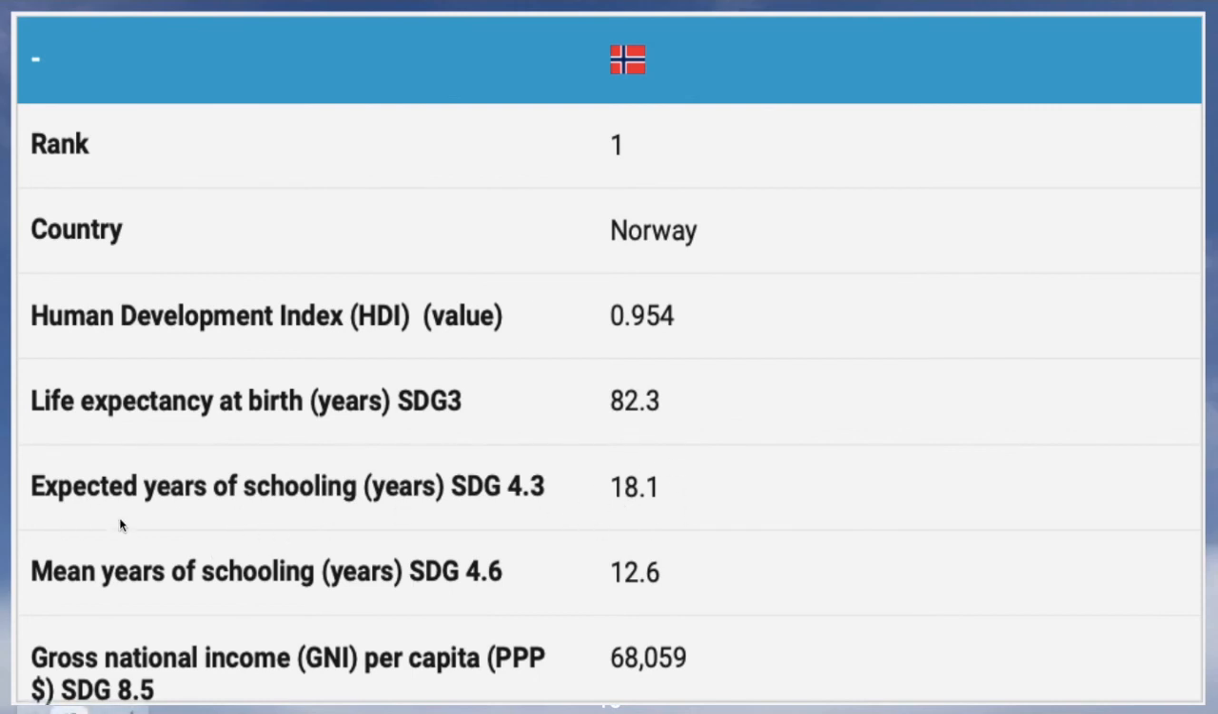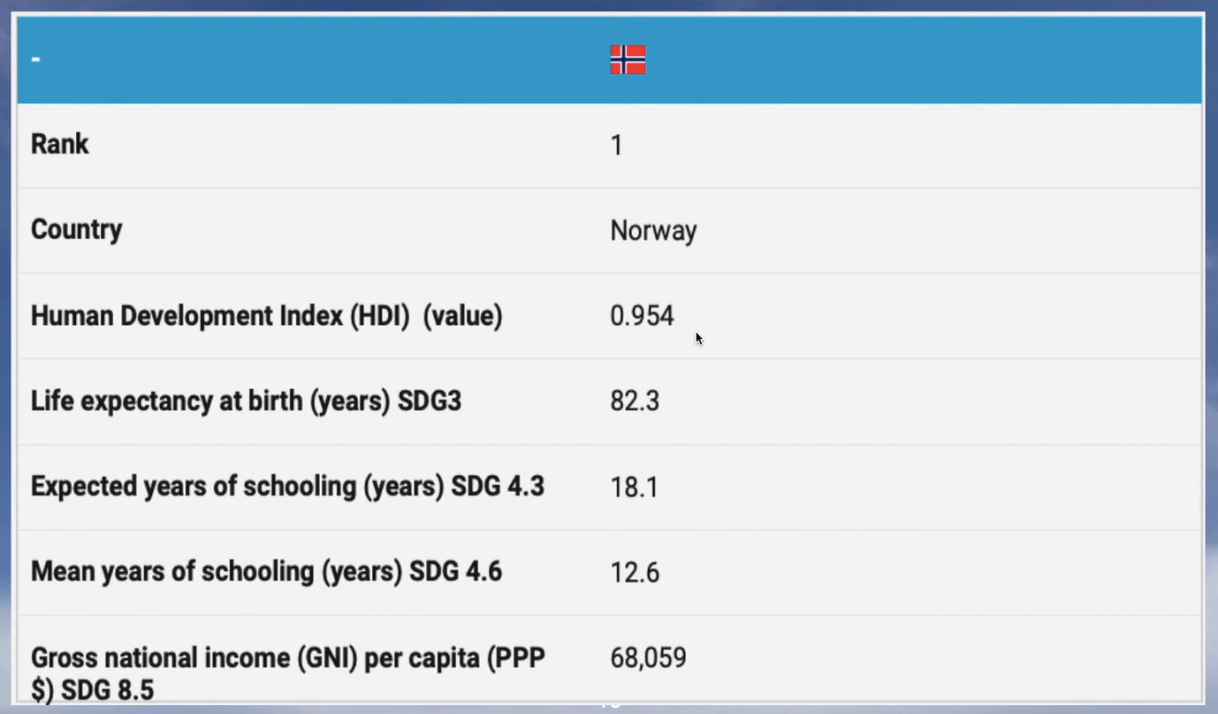But again, that's just expectations. Mean years of schooling, 12.6. So just beyond secondary school on average, which is still very good. And then gross national income per capita, just over $68,000 per person. So Norway is the HDI champ.